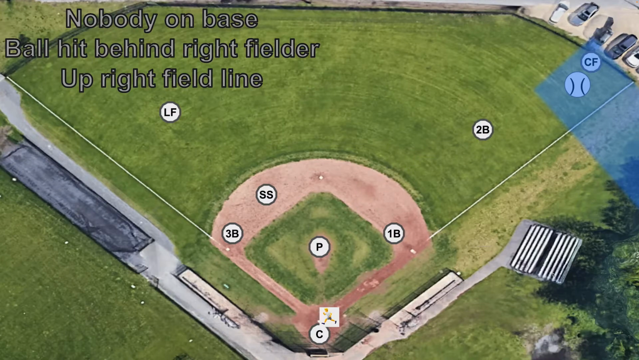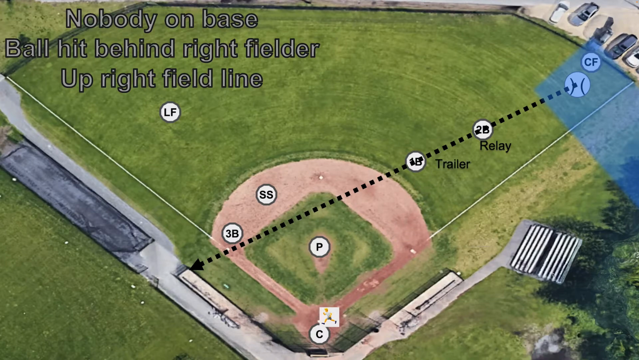Second baseman is going to run to be the cutoff or the relay. Again, it could be the first baseman that gets out there first, and then they're the relay. In this scenario here, the second baseman was faster. First baseman then is going to become the trailer. Again, if the first baseman is faster, happens to be pulled off and is running for it, then they can become the relay, and then the second baseman becomes a trailer.